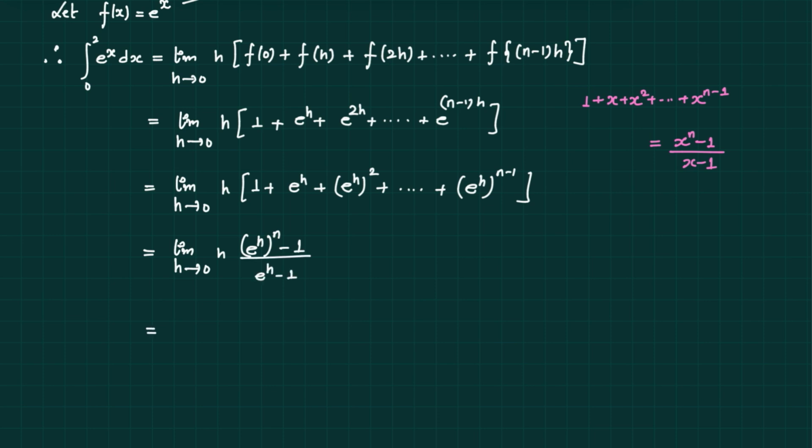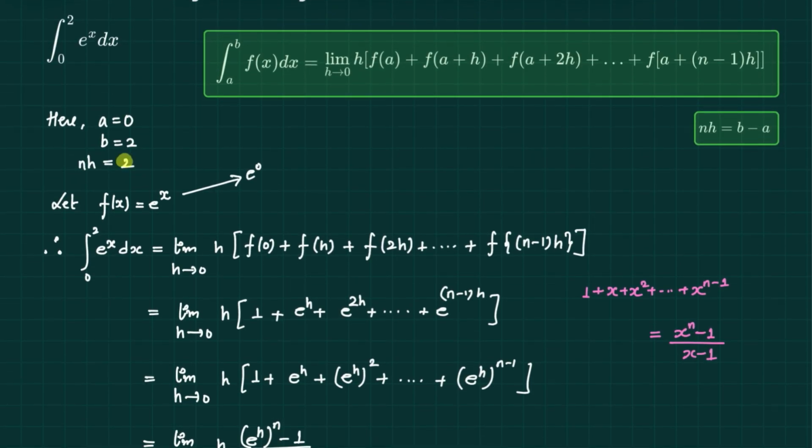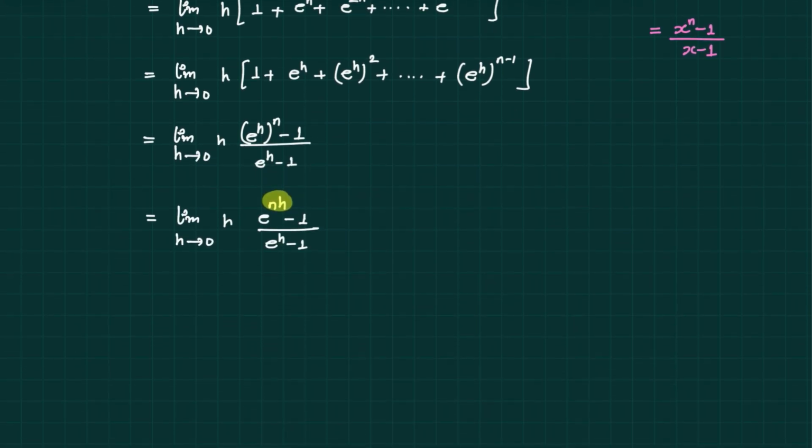So this equals the limit h tends to 0 of h into ((e to the power h) whole to the power n, that is e to the power nh, minus 1) by (e to the power h minus 1). And since we know the value of n into h, that is 2, we will put it here. So here it will be the limit h tends to 0 of h into (e square minus 1) by (e to the power h minus 1).